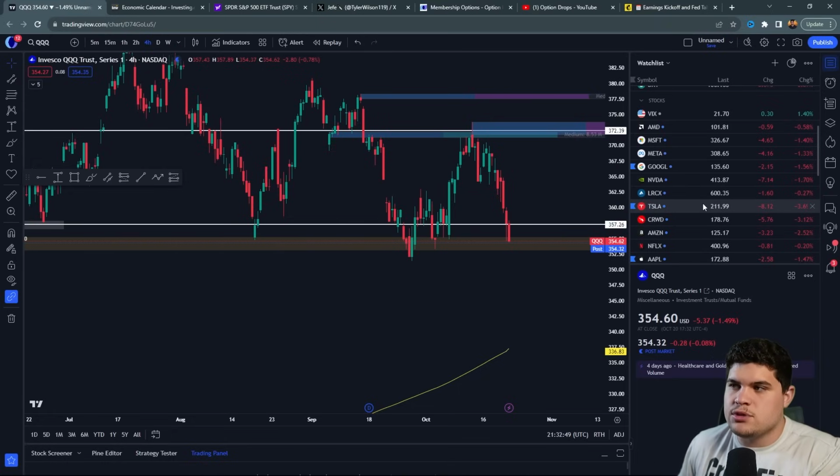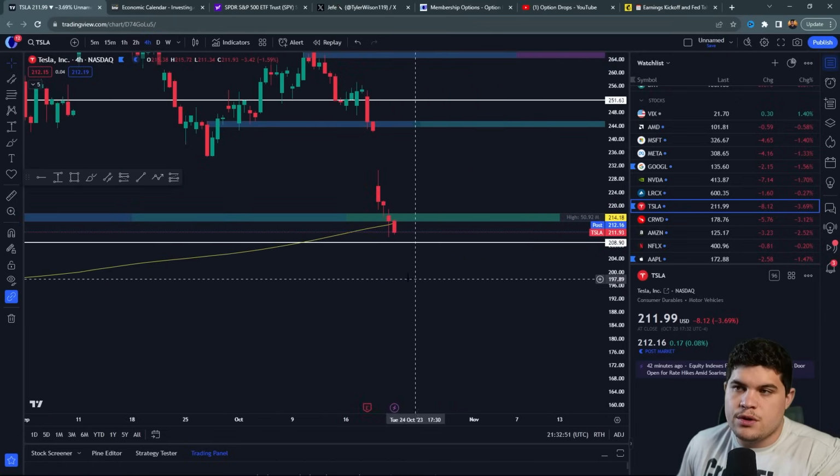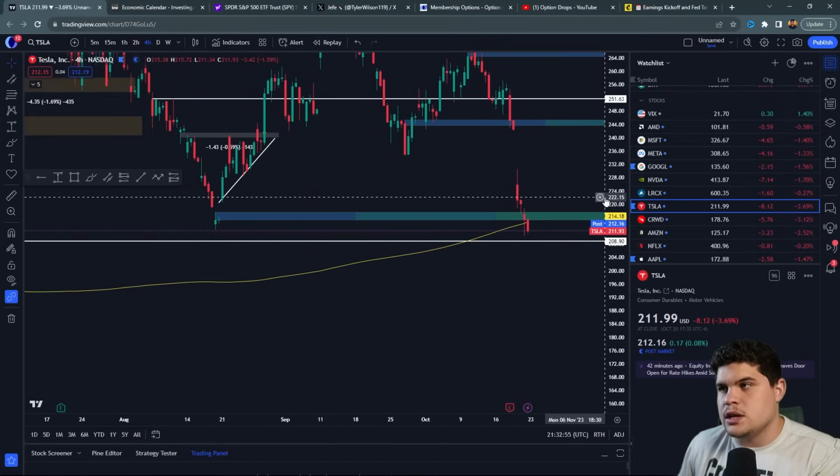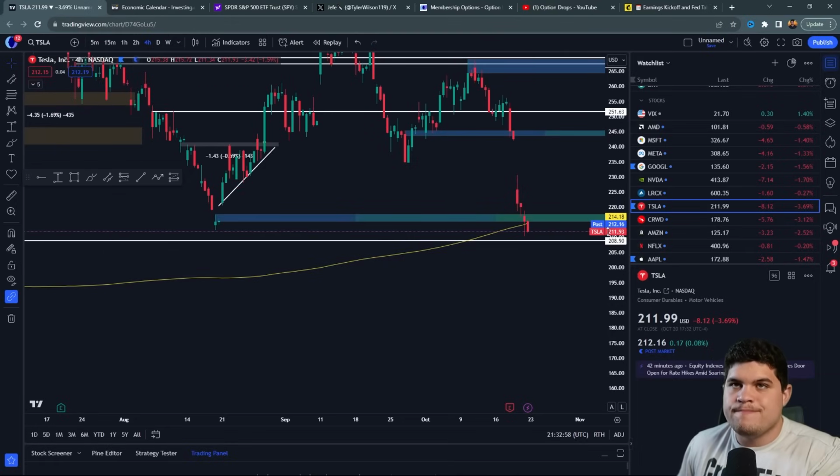A lot of these names looking very weak. Tesla, again, one of those names as well, getting below the 200 SMA, below the major support line, below 218. A lot of these levels we mentioned, right? So again, weakness is kind of the thesis that we're seeing right now.